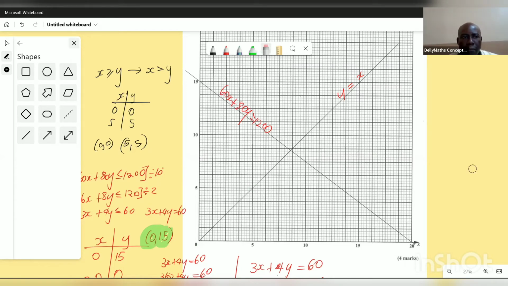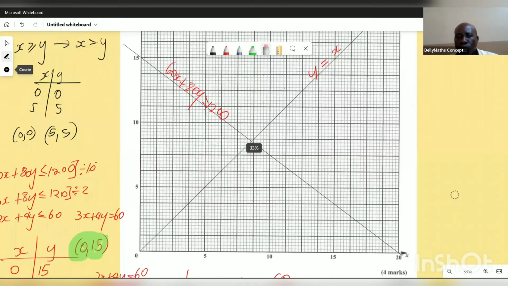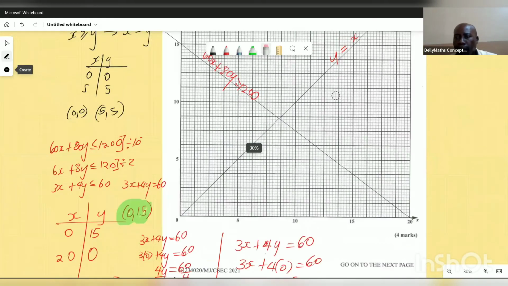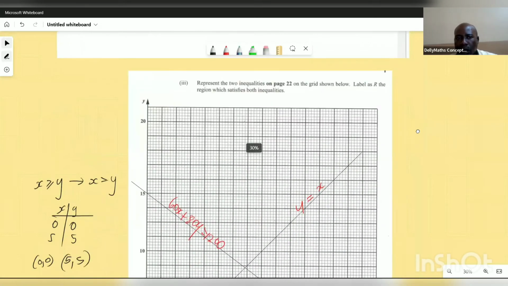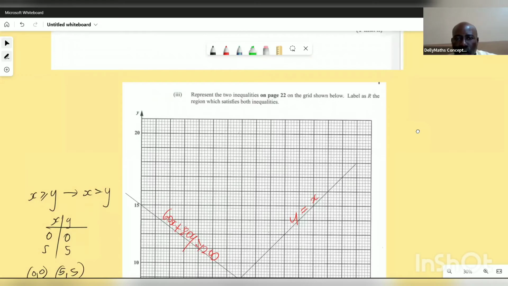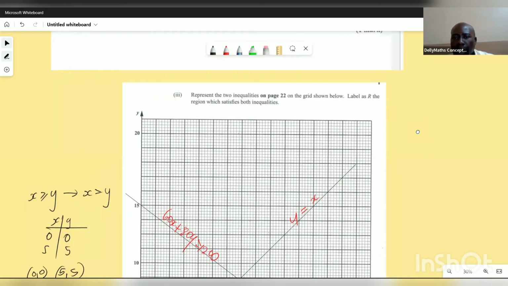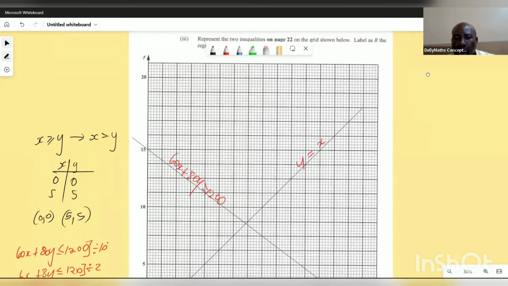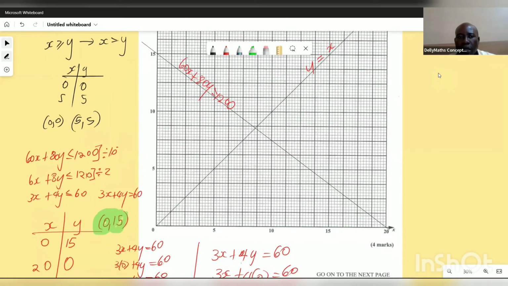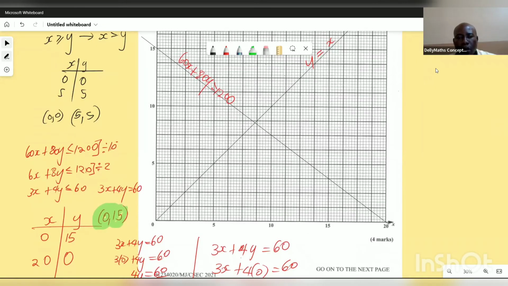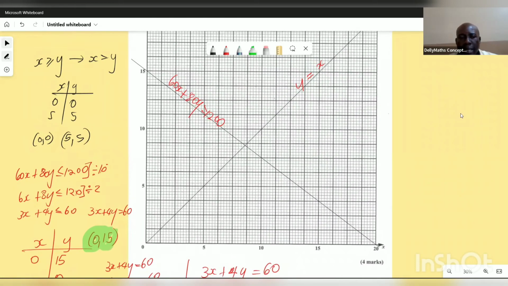So now, here is the thing. They ask us to shade the region. So let me just go back to make sure what they ask. It says represent the two inequalities on page 22 on the grid. Label as R the region which satisfies both. Remember how you shade these diagrams is that you read the inequalities from where y is. Less than would be below the line and greater than goes above.